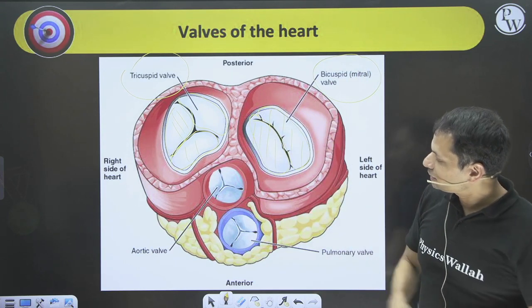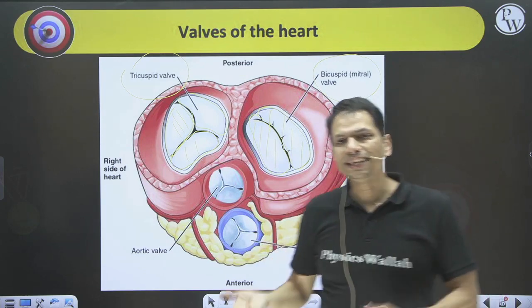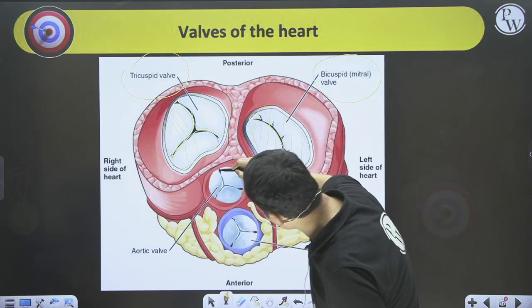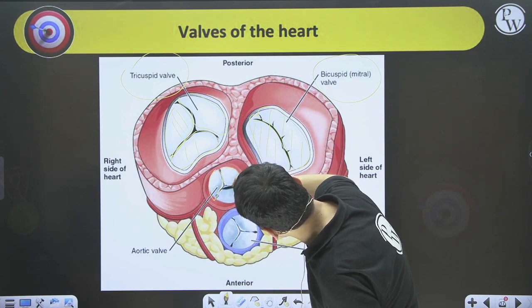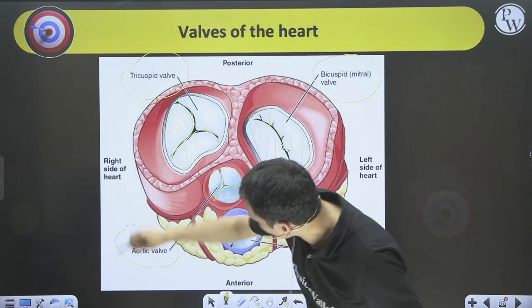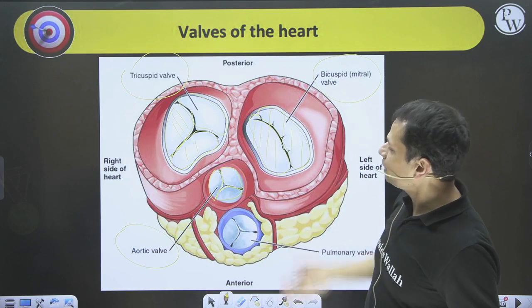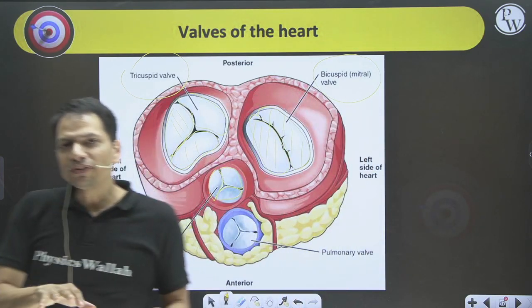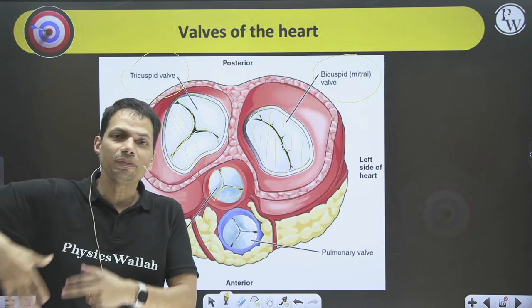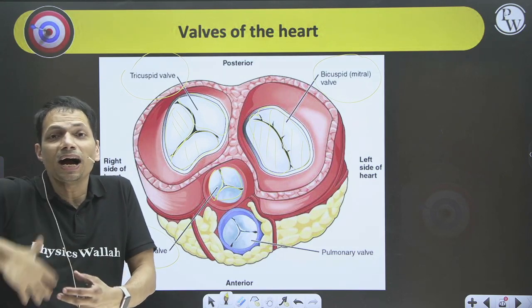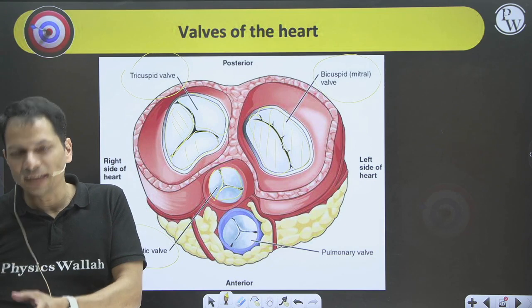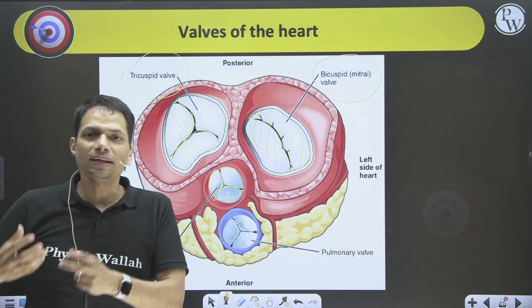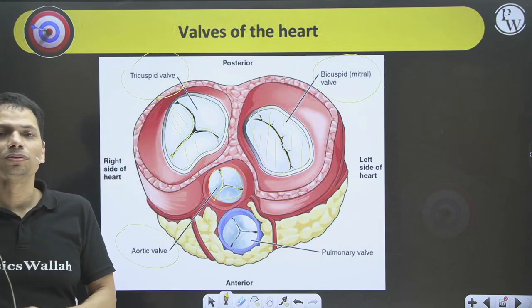If you look at the semilunar valves, they are also technically tricuspid because there are three cusps, right? But they look kind of half moon shaped. That's why they are called semilunar or aortic valve. And from the left ventricle emerges the aorta, the biggest artery, and it carries the oxygenated blood through the rest of the body.